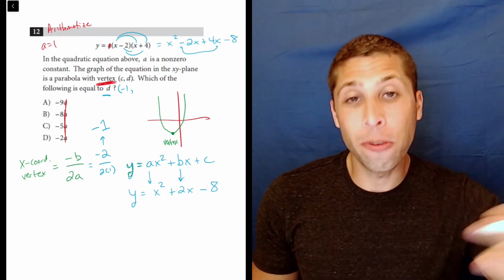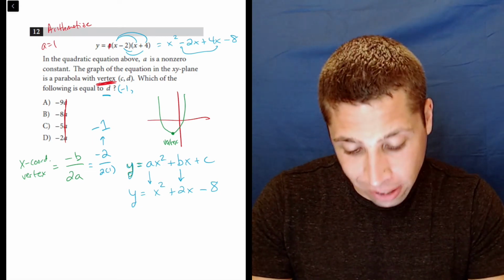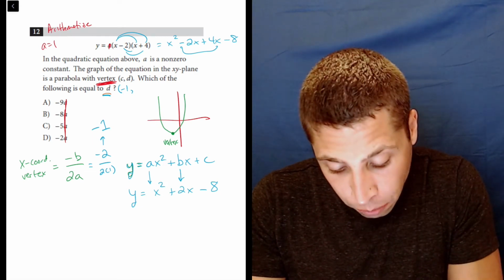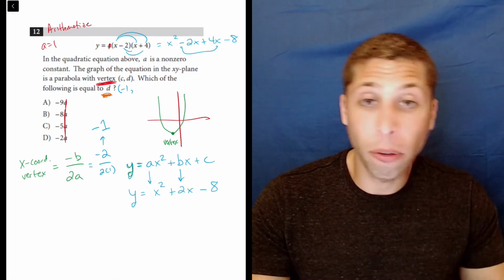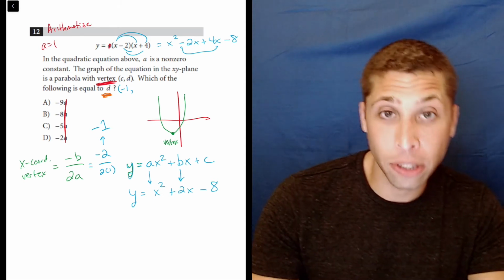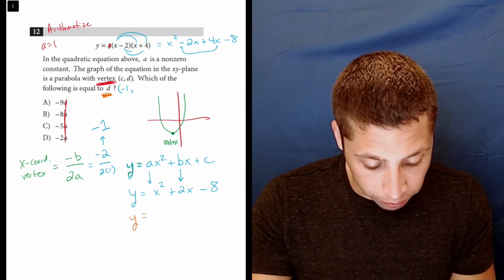So we need to make sure that we now find the y-coordinate of this. And this is actually pretty easy to do, because if we have the x-coordinate of a point, then we plug the point into the equation and we'll find the y-coordinate. So we go back to the original equation, we can go to the one we have here.